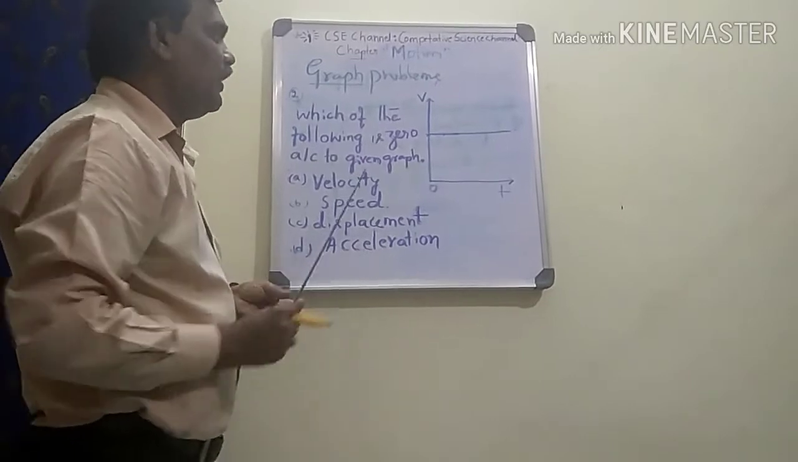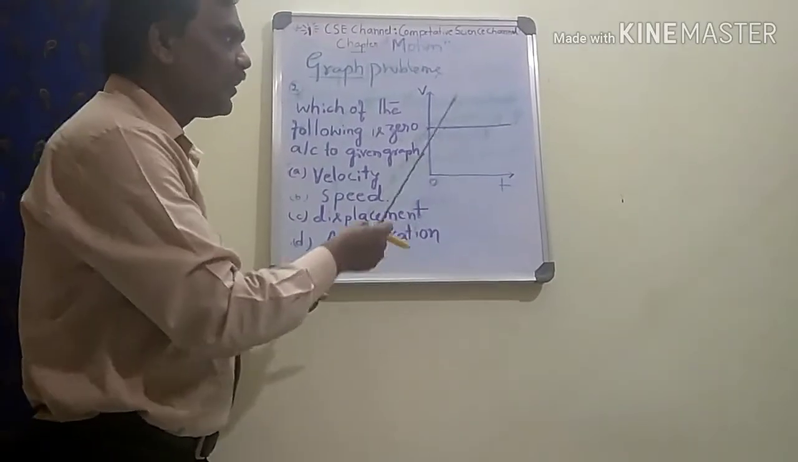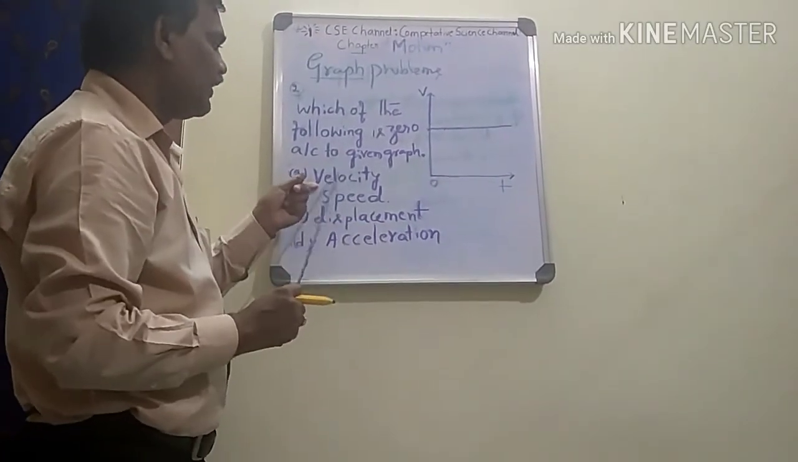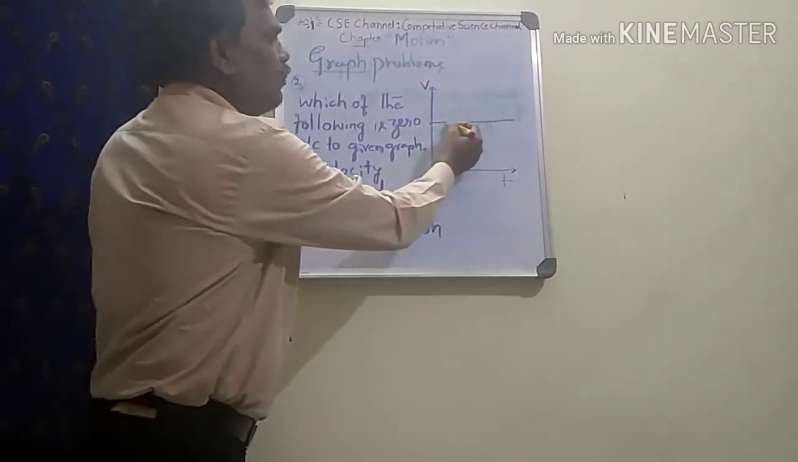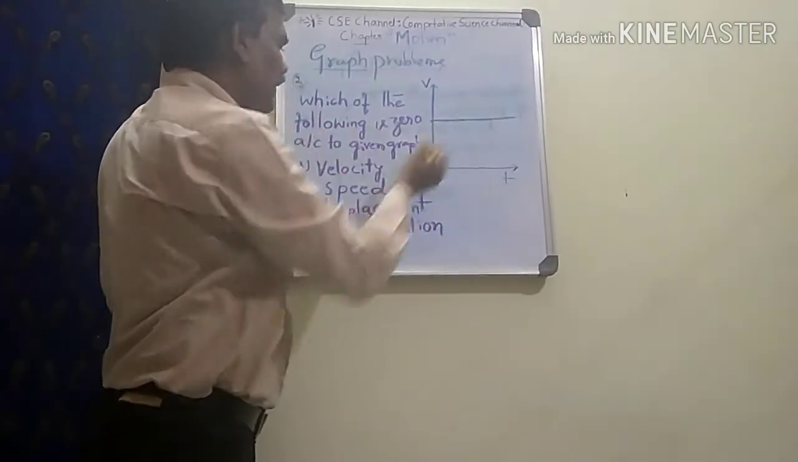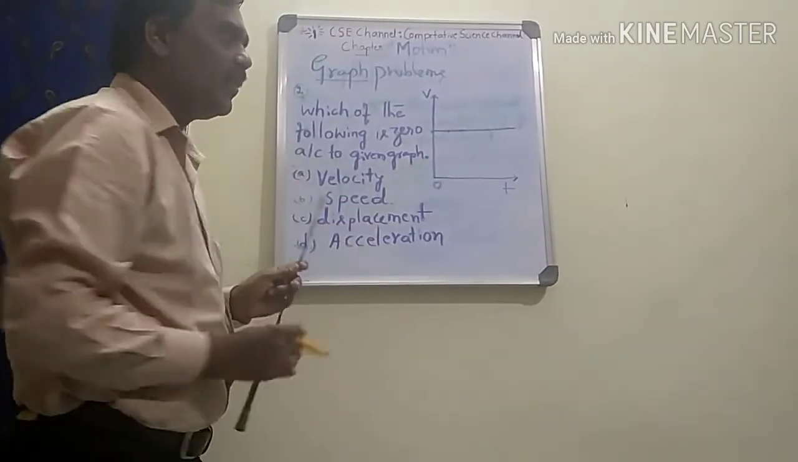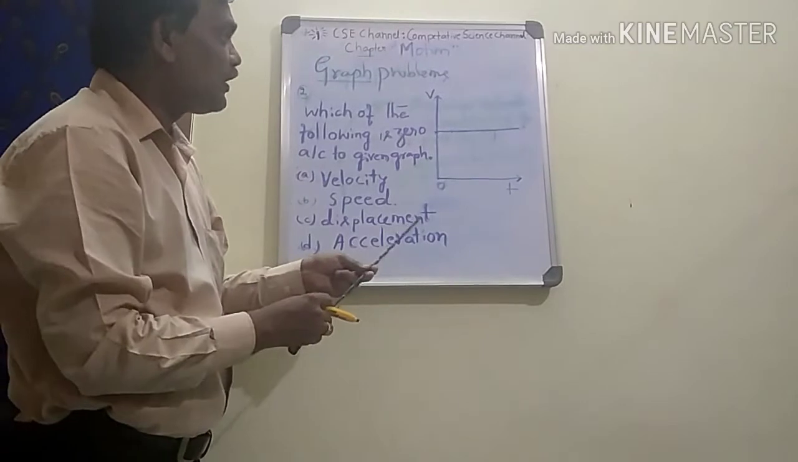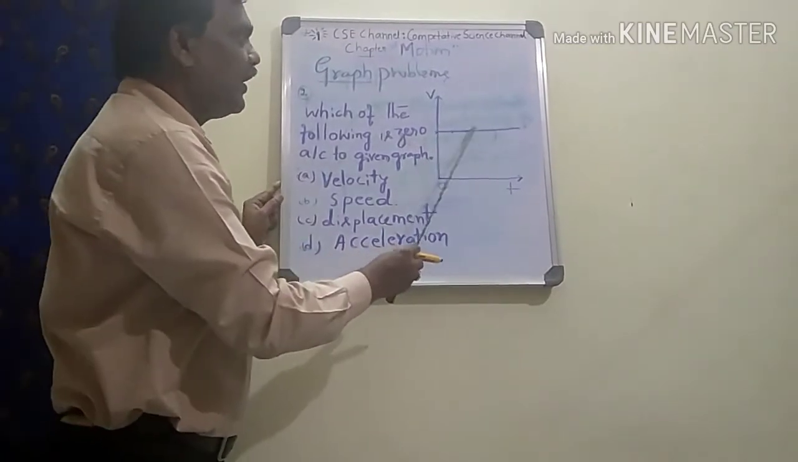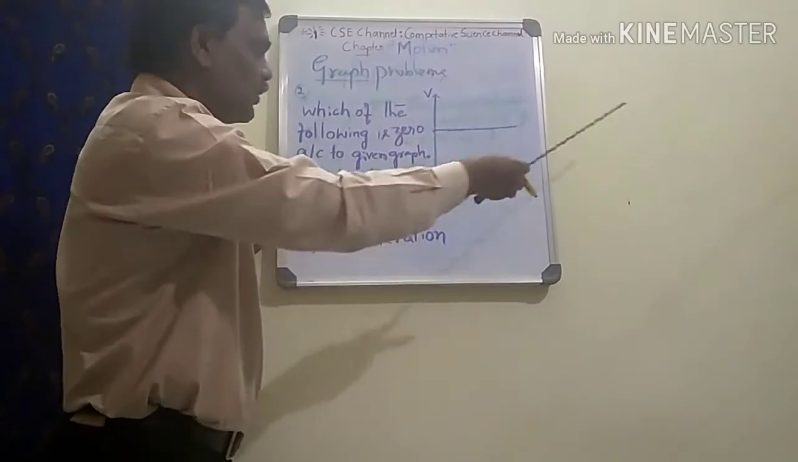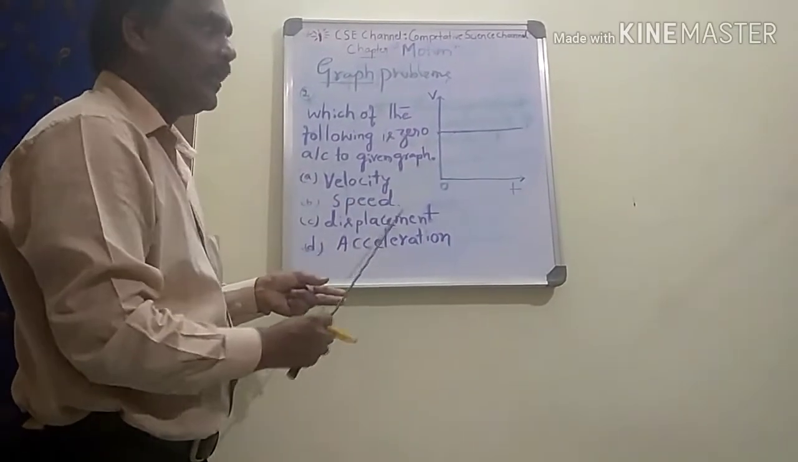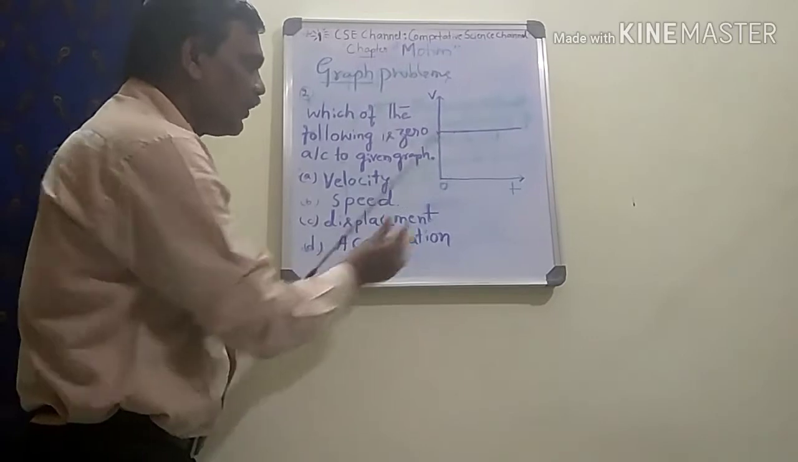Then coming to the speed. Velocity and speed are both similar; only velocity is a vector quantity, while speed is a scalar quantity. Here the object moves with the velocity and hence the speed is not zero. The displacement: when the object moves with constant velocity, it changes its position. So the displacement is not at all zero here.